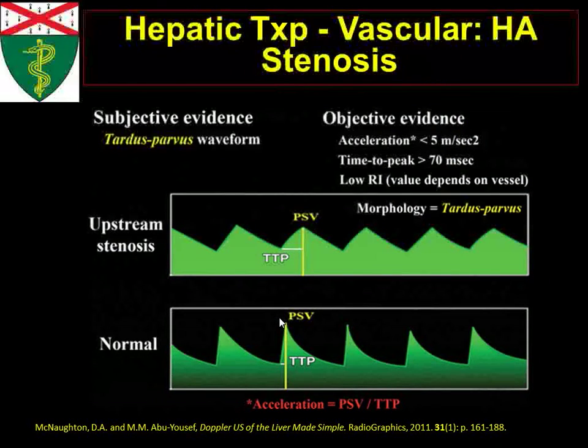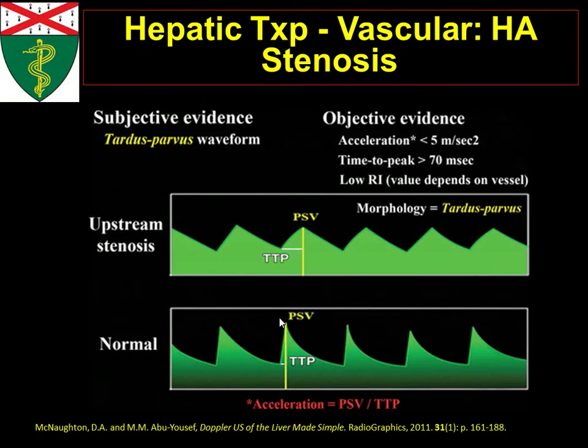So again, this is a great article. Whenever I give these talks, I go through this article myself, and I suggest all of you go through it at least once a year. Liver Doppler Made Simple. They talk about objective evidence and subjective evidence of tardus parvus waveforms. It's a terrific article that explains all of this if you ever get confused.